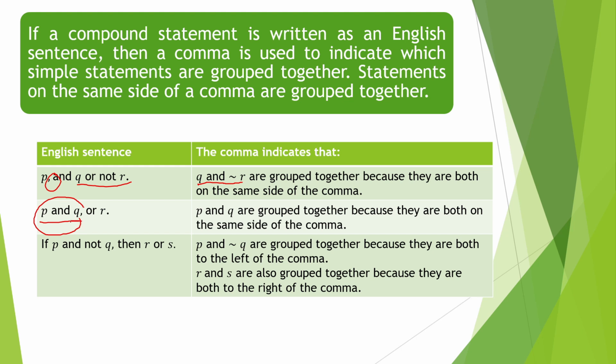In the next one, P and not Q are grouped together because they are both to the left of the comma. And this one is grouped together also because they are both to the right of the comma. R and S are grouped together because they are both to the right of the comma.